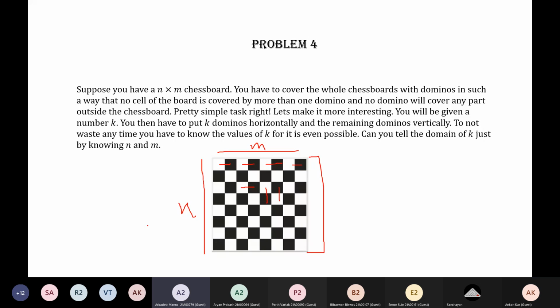Sir, when both m and n are even, I think k should also be even. Yes, that's a case. Just the domain of k will depend on the total size of n and m. That's okay.